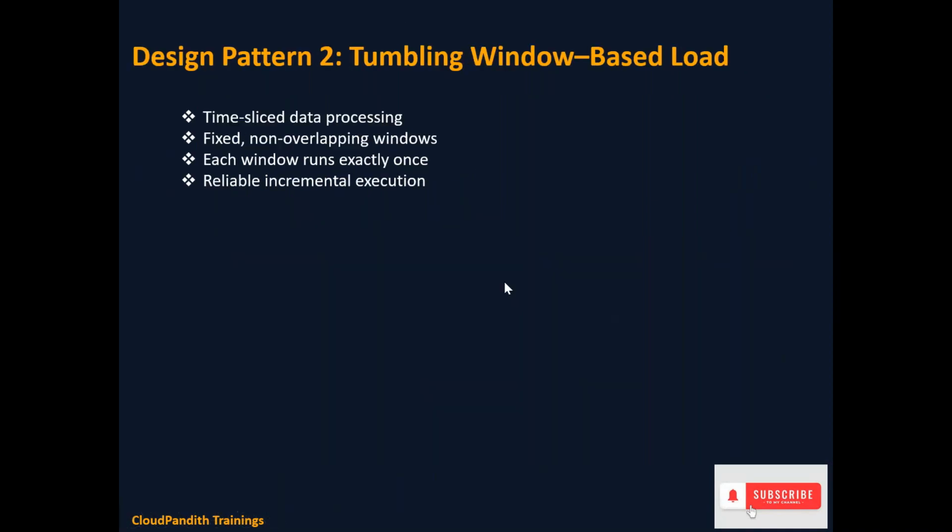Now let's talk about the tumbling window trigger, team. The tumbling window trigger basically works based on time. As I said, 12 to 1, 1 to 2, 2 to 3, like this. Time-sliced data processing is going to happen. These windows are fixed and non-overlapping. One window will not overlap with another window. Each window runs only once. In case a particular window fails, we have a retry mechanism to retry it. So it is a reliable incremental load execution, team.